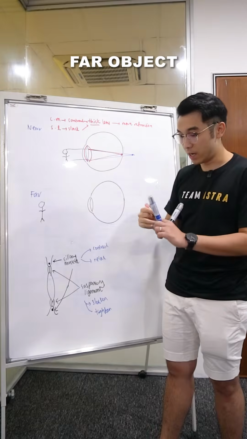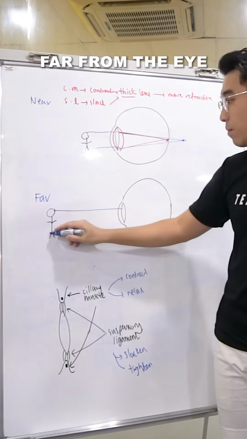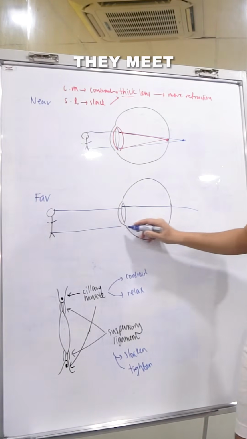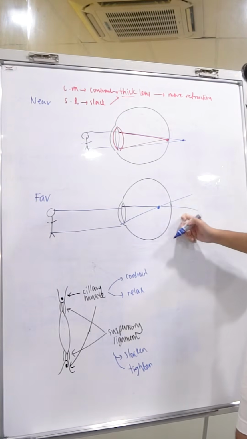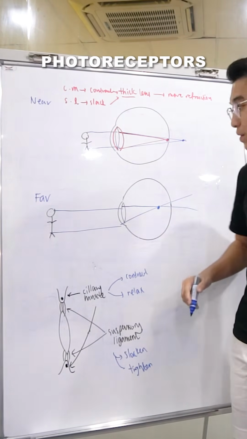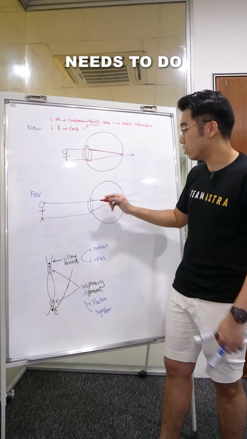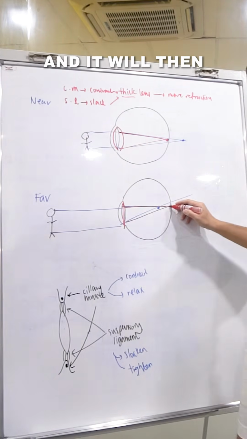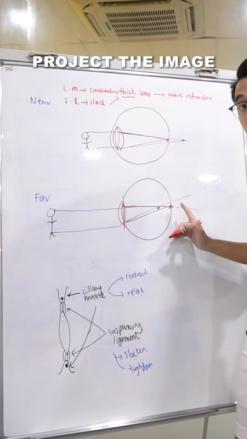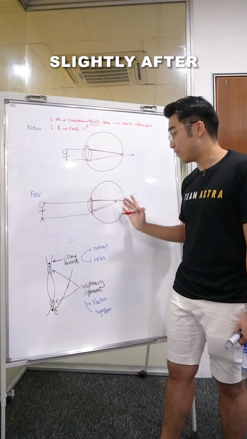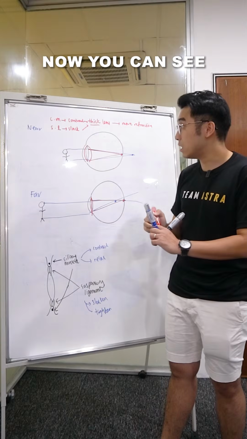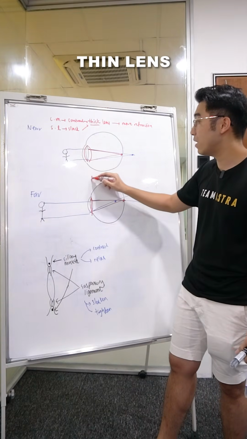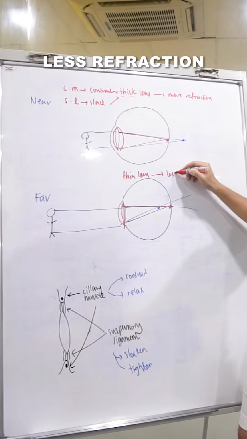Now if it's a far object, because the object is far from the eye, the rays will meet before the retina, before the photoreceptors. What the lens needs to do is get thinner so that it gives less refraction, and it will then project the image onto the retina slightly after, which is right here. So you need a thin lens. A thin lens gives you less refraction.